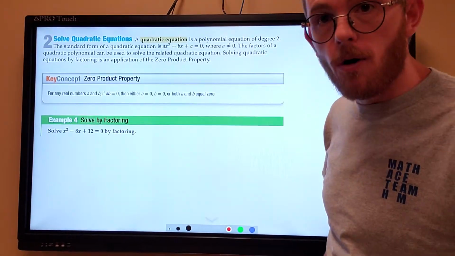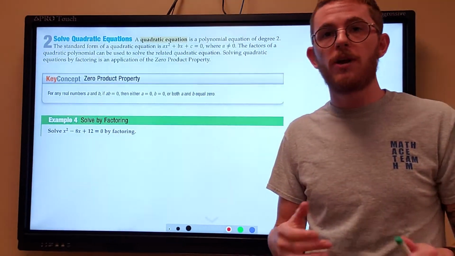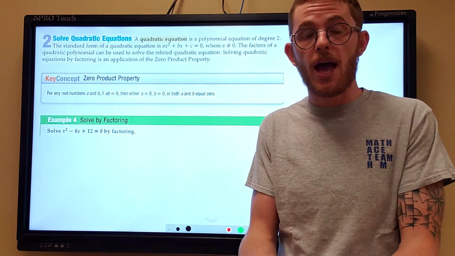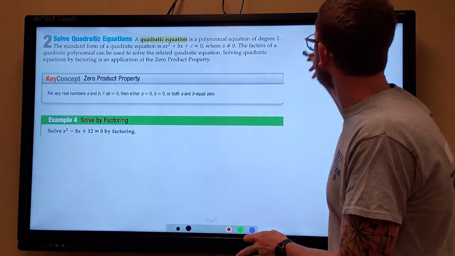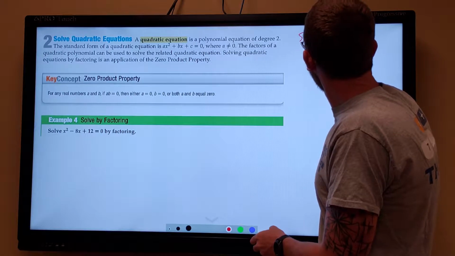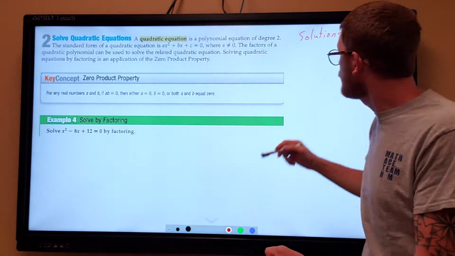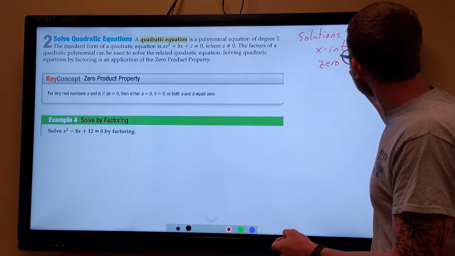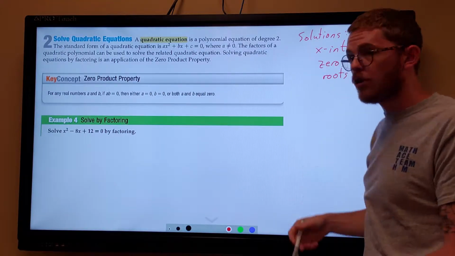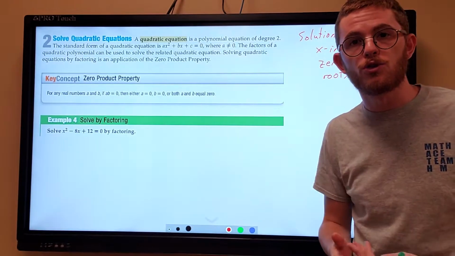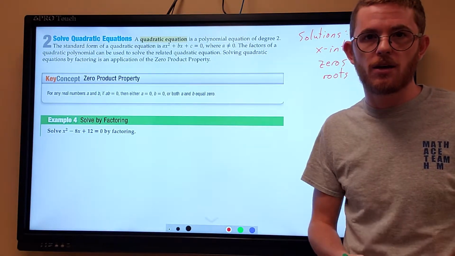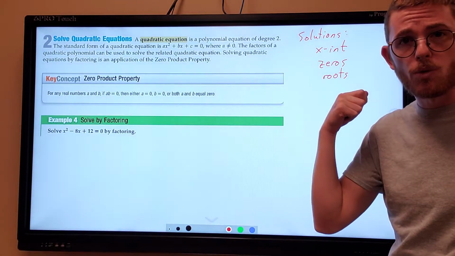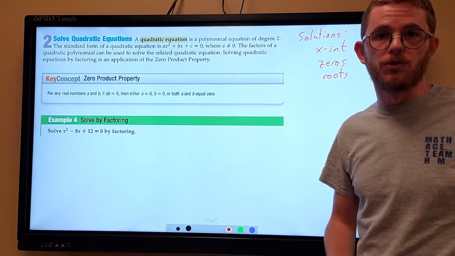Now, if we want to solve a quadratic, we have multiple ways of solving a quadratic. We can solve a quadratic by graphing it, by looking at where it crosses the x-axis. Okay, solutions of a quadratic. These are x-intercepts. These are also called zeros. These are also called roots. When we're talking about solutions, we're talking about solving a quadratic, we're talking about where it crosses the x-axis. We're talking about where the function equals 0.